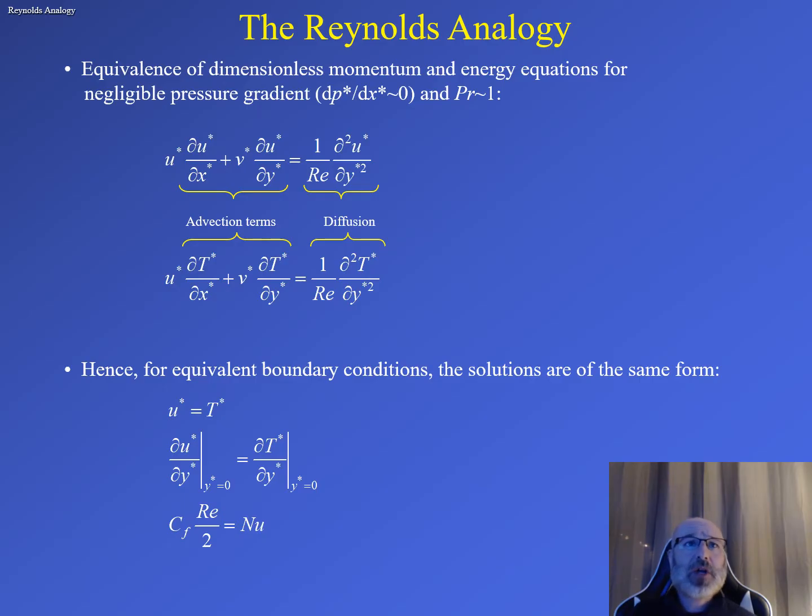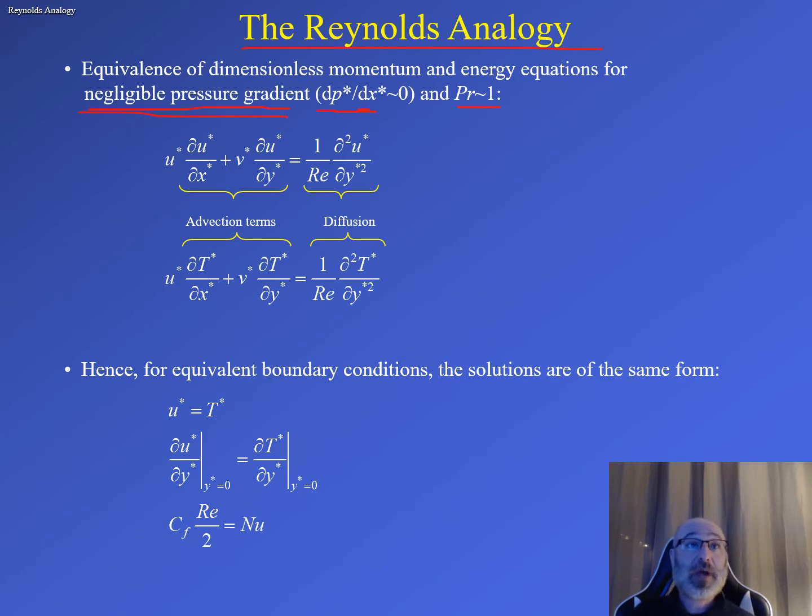So now let's take a look at our Reynolds analogy. We have the equivalence of dimensionless momentum and energy equations for negligible pressure gradient. When we have negligible pressure gradient, what that's saying is our dP star over dx star, the derivative of our p star with respect to x star, both dimensionless, is approximately equal to 0, and our Prandtl number is equal to 1. So with that relationship for our negligible pressure gradient, we have the following relationship.